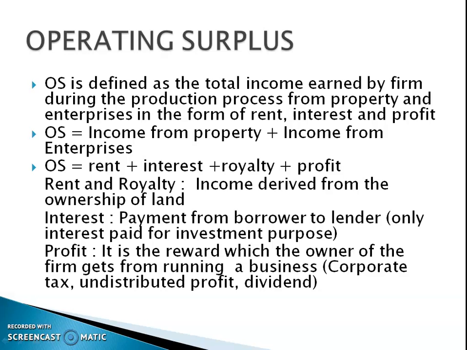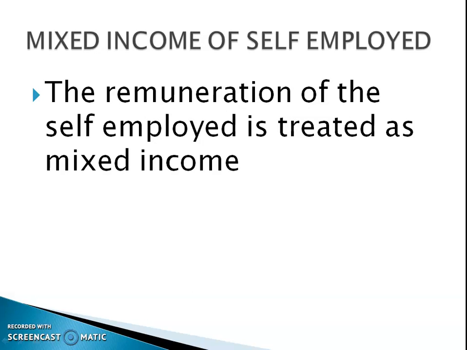The next category is mixed income of self-employed, MISC. The remuneration of the self-employed is treated as mixed income. That is, the person works both as producer and as supplier of factor services to themselves. Some part of their income relates to wage income and the rest to property income. So, their income is called mixed income.